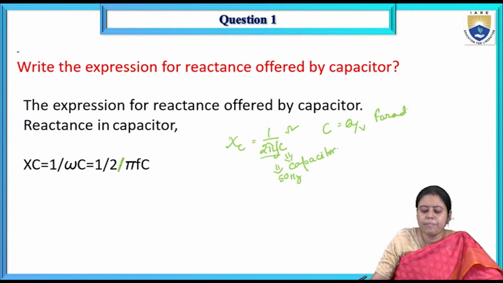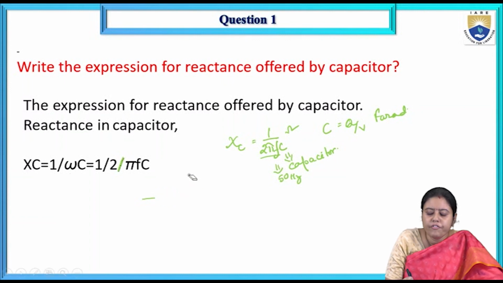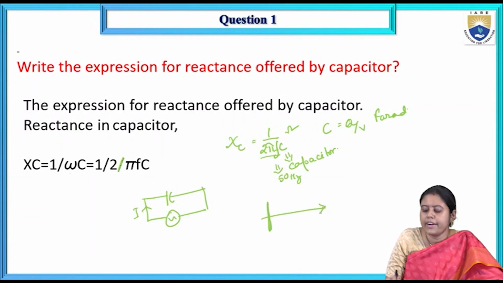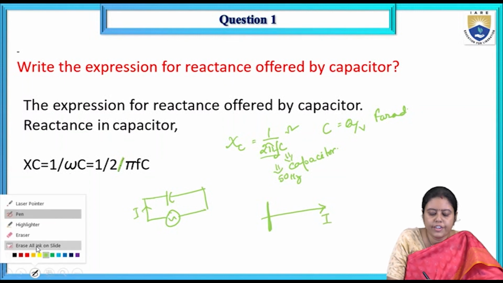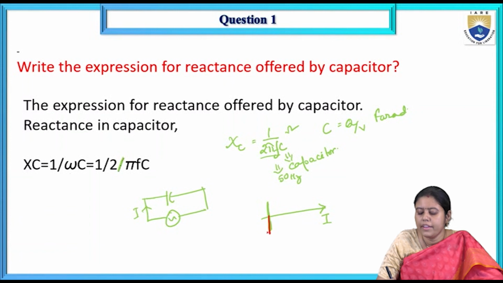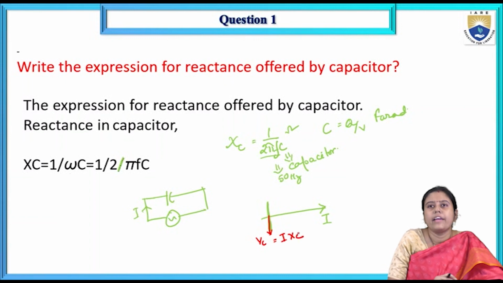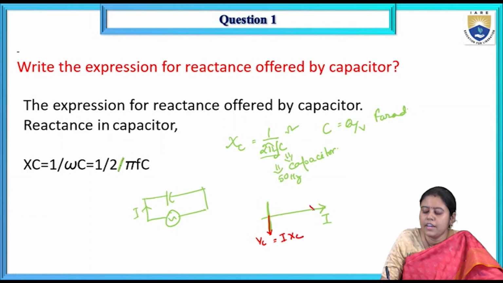Now we have to remember, if we have a pure capacitance circuit and the current I is flowing in the capacitor, according to the rule, if this is the current I, the voltage across the capacitor will be lagging. This is the Vc, and what is Vc? Vc is nothing but I into Xc. If this is the current, the voltage across the capacitor is always lagging by an angle of 90 degrees. So this is the capacitor.